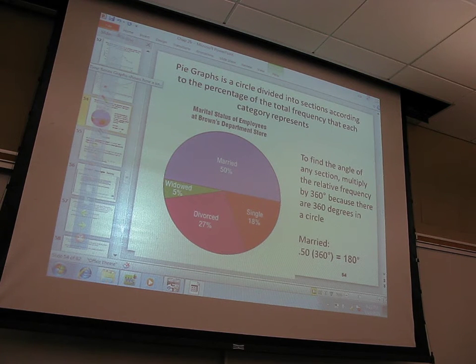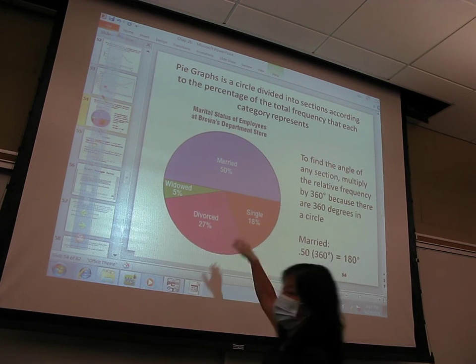Well, how many degrees are there in a circle? 360 degrees. So you ever heard someone doing a 360? It's because they do a full rotation, right? If a little skateboarder does a full rotation, that's a 360. So 360 degrees in a circle. What you do is you take the percentage in that class, the relative frequency, you multiply it by 360 degrees, and that tells you how many degrees are in each section of the circle.